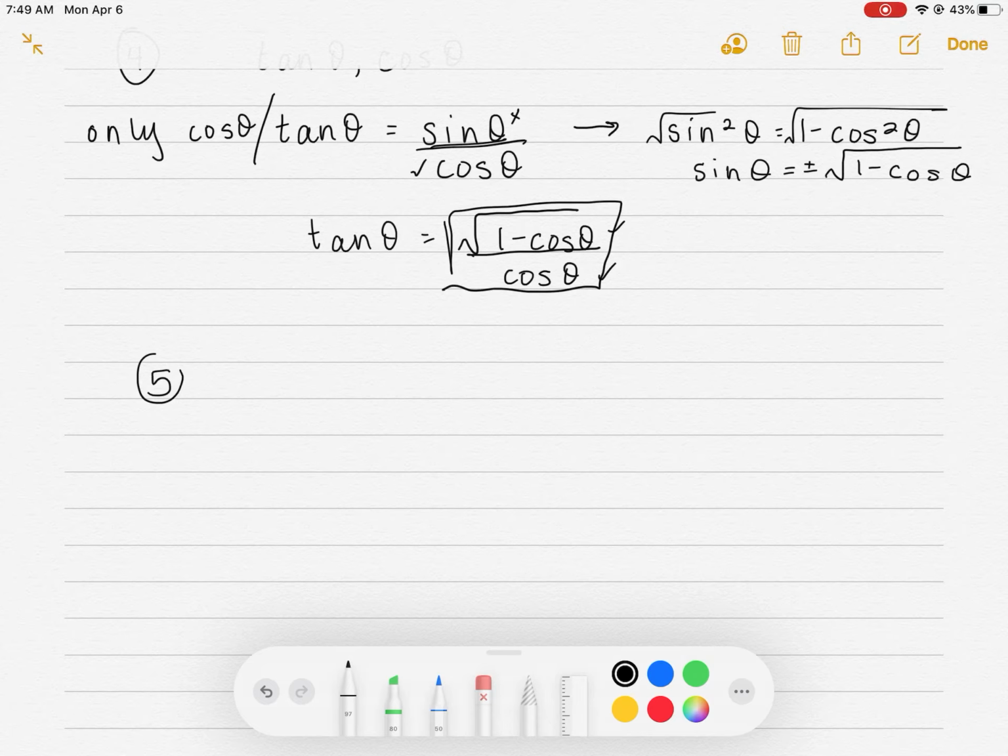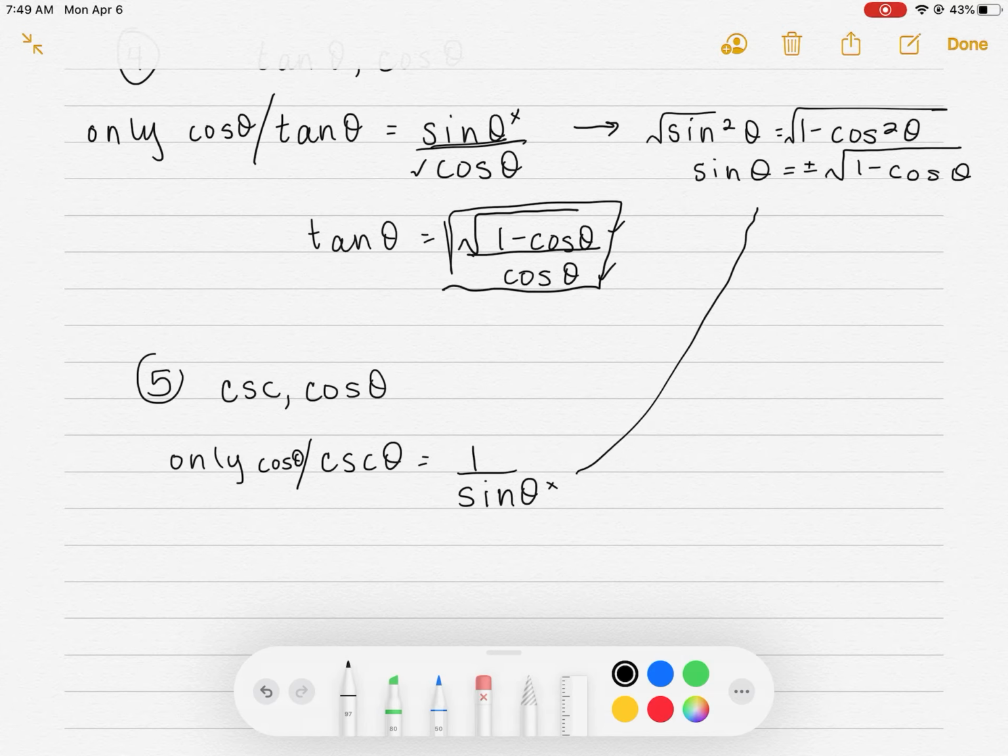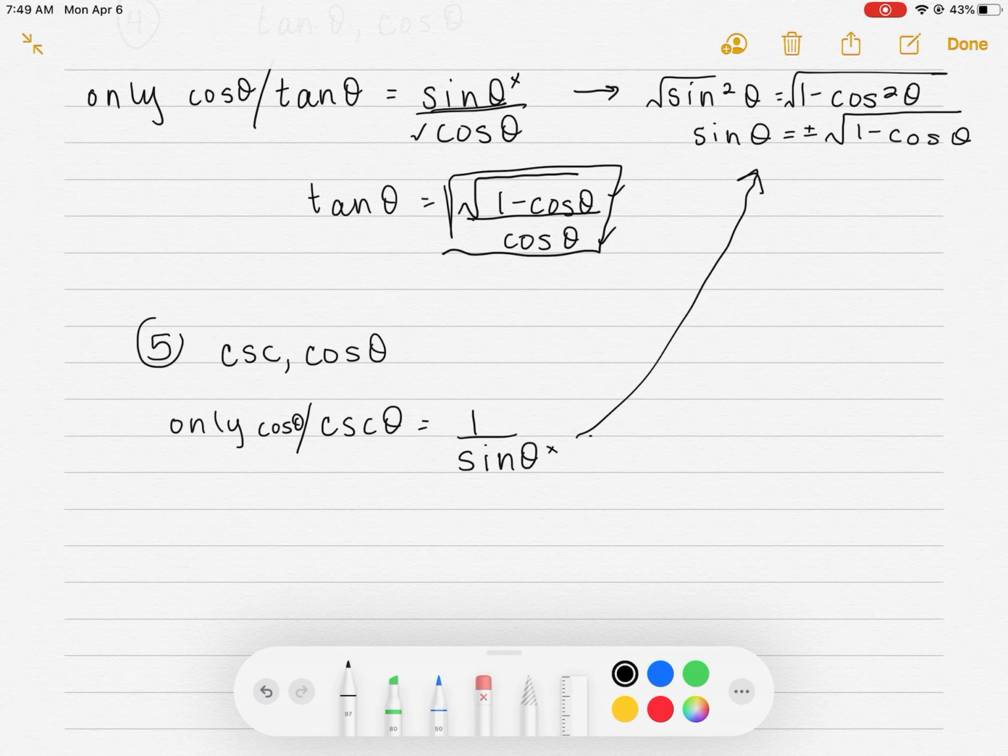Here we're going to do cosecant in terms of cosine. So I want cosecant of theta only in terms of cosine. First I'm going to rewrite cosecant in terms of sine. This is not right because I need it to be cosine. I know that the sine is equal to the square root of 1 minus the cosine squared. So then I rewrite it as 1 over the square root of 1 minus the cosine of theta.